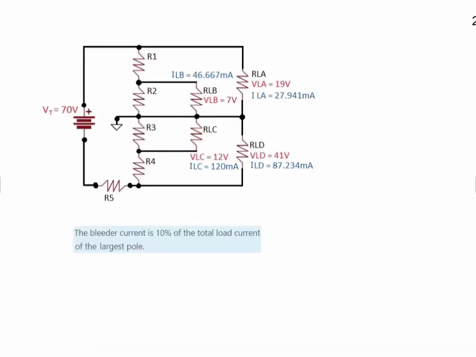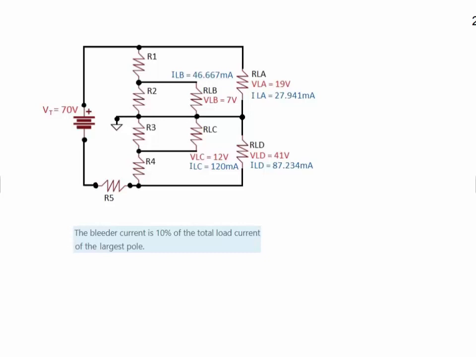So here's an example of a voltage divider circuit, a loaded voltage divider. We actually have four loads: voltage load A, B, C, and D, and we're going to reference our voltage to the center. We're going to say that the bleeder current needs to be 10% of the total load current of the largest pole. A general rule of thumb that's given to help prevent the voltages from fluctuating wildly when the load voltages change. As a load changes, that load voltage could change, but putting it in parallel with the resistor and controlling the current going through that resistor helps stabilize that voltage to the load.